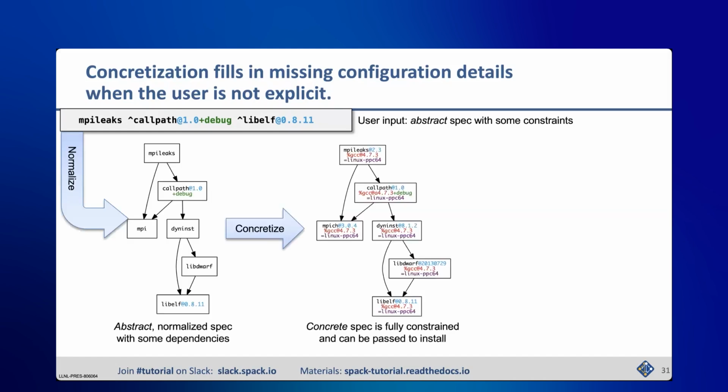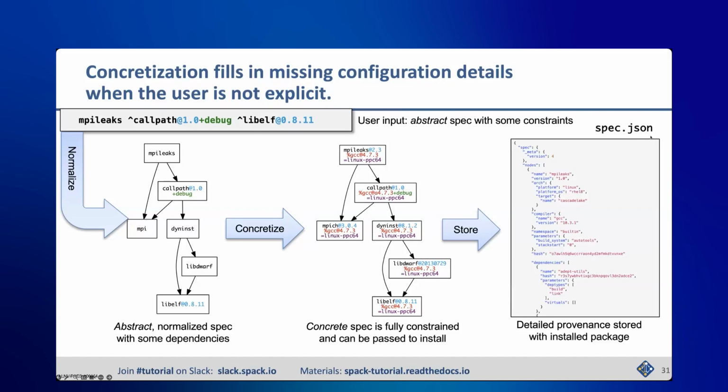It fills in all the blanks for all the things that are not specified in the graph. So for every node, it fills in a version, it fills in a compiler, it gives values to all the variants. And some of them may be determined based on constraints that are in the package or conflicts. And then finally, once we fill in all the blanks, we store that detailed metadata in a JSON file in our database, and you can go and query it later.